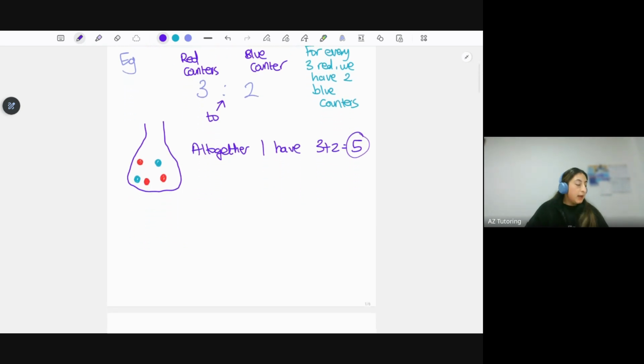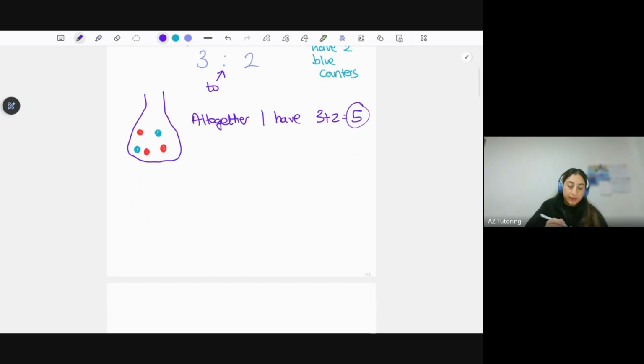Okay, so there's a couple of things we can do with ratios. We can write ratios as fractions, we can simplify ratios, and we can also scale up ratios. So if I just go through each of them, writing ratios as fractions.